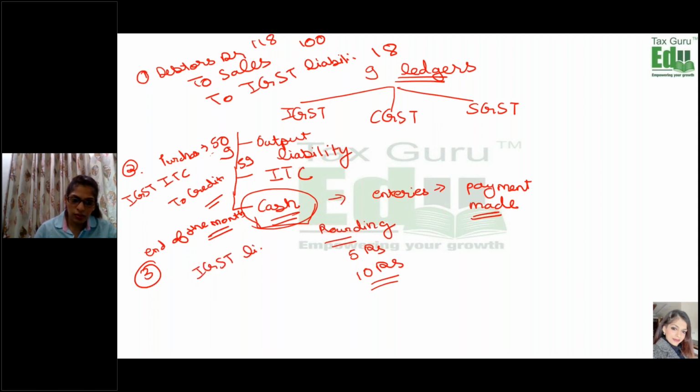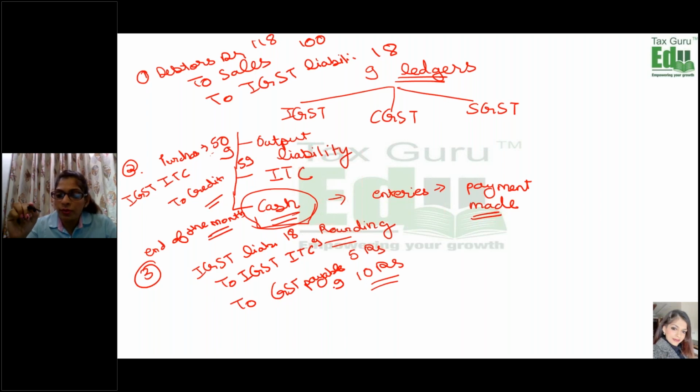IGST liability account debit, to IGST ITC, to GST payable. So this is 18, this is 9, and this is 9. At the end of the month, I am adjusting the entire liabilities and the ITC available to me, and I am creating a separate ledger called GST payable. Now this is a payment liability for the month of July that will appear in my books as on 31st July.